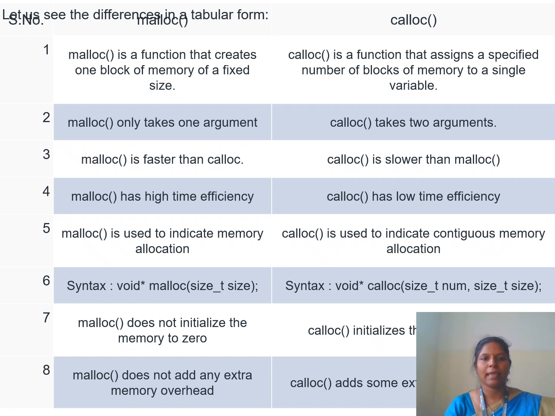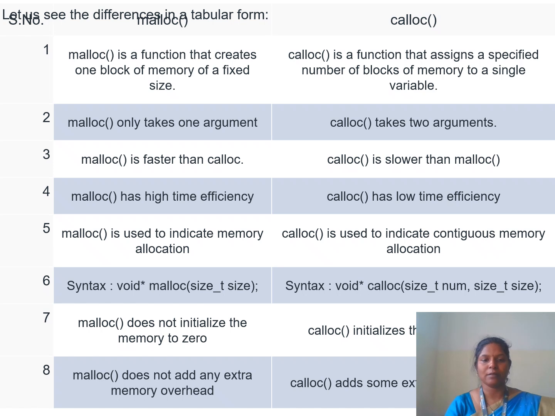Malloc is faster than calloc. Calloc is slower than malloc. Malloc has high time efficiency. Calloc has low time efficiency. Malloc is used to indicate memory allocation, but calloc is used to indicate contiguous memory allocation. There is a difference between the syntax. What is the difference? There are 2 arguments in calloc, that is number and size. In malloc only size is required.